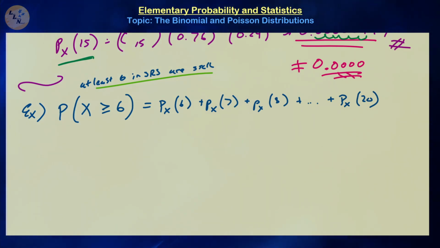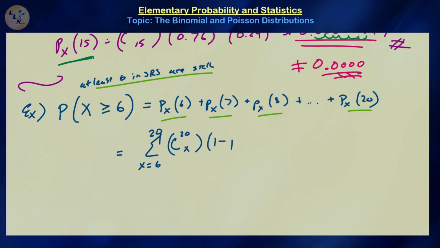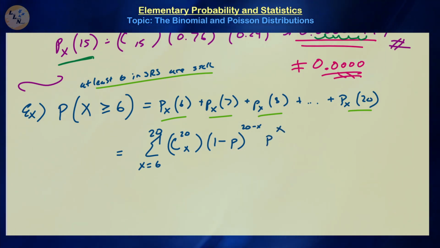So we can write this in summation notation if you want, or you can just find these probabilities manually one by one. That's okay. Or you can just write this in summation notation. So this is the sum from x is equal to 6 to 20. And that's going to be equal to something. So what is that? So that's just going to be the combination of 20 choose x times 1 minus p to the 20 minus x times p to the power of x. And what was p and what was 1 minus p?